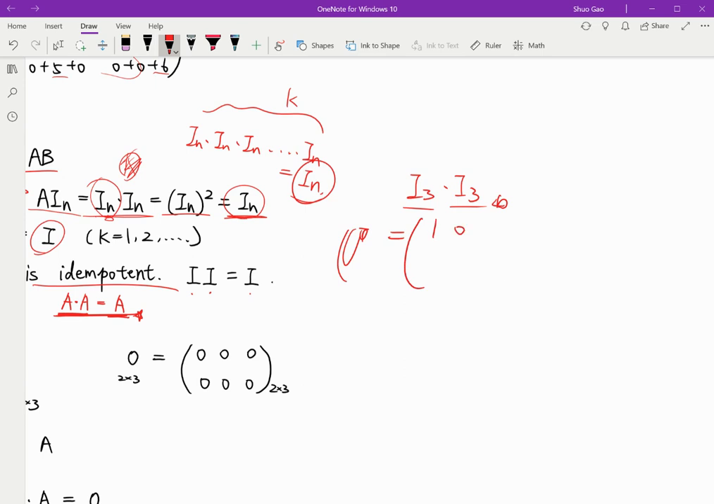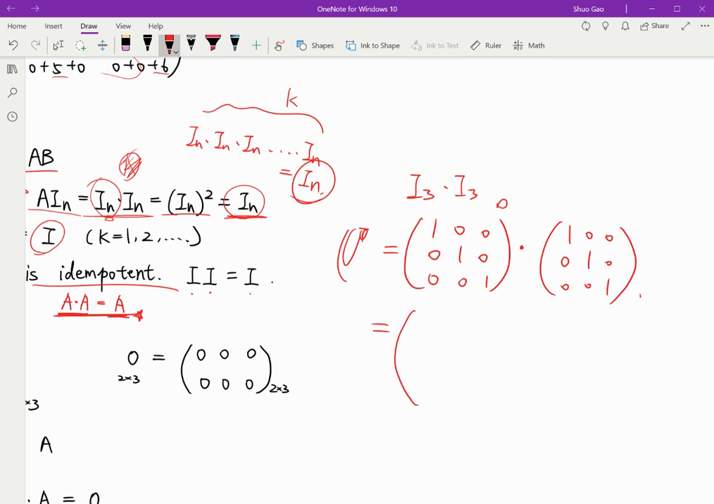So this should be 1 0 0, 0 1 0, 0 0 1 times 1 0 0, 0 1 0, 0 0 1. Right. So the resulting matrix should also be 3 by 3, right? So first we calculate the first row and the first column.